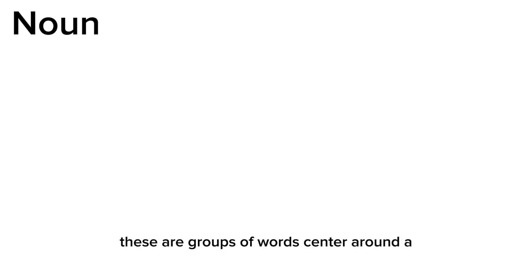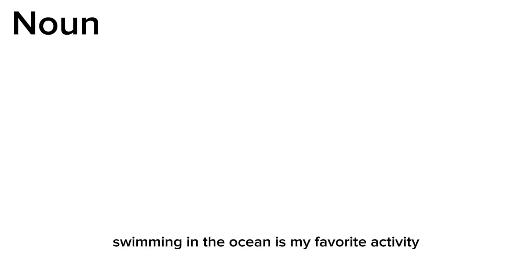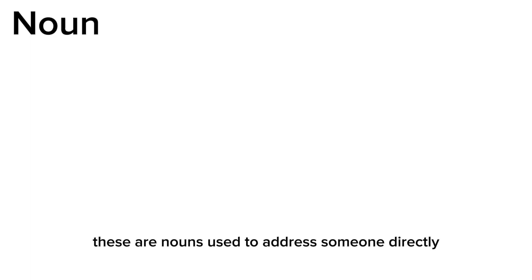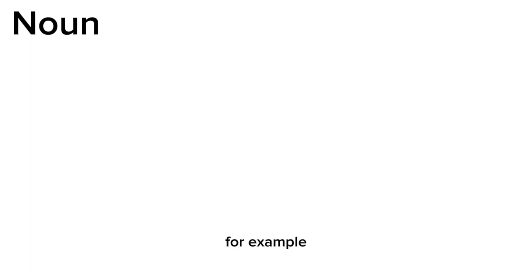These are groups of words centered around a gerund and its modifiers or complements. For example, swimming in the ocean is my favorite activity. These are nouns used to address someone directly, often set off by a comma or commas. For example, could you pass the salt, John?